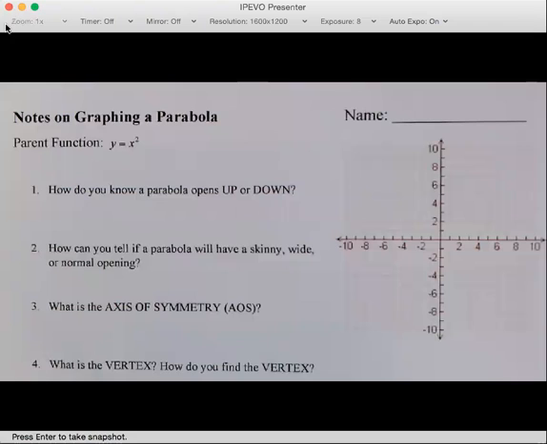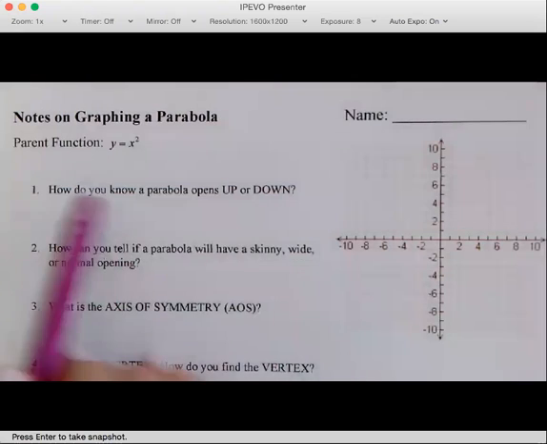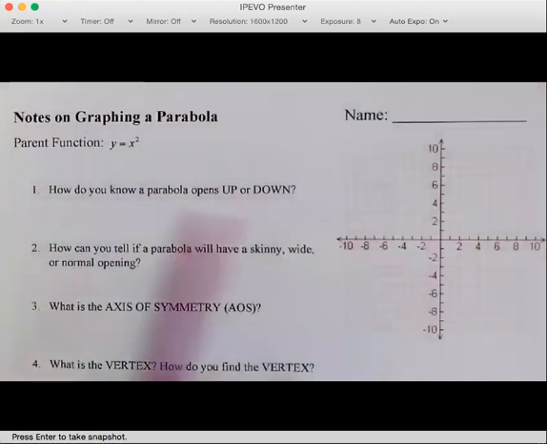I'm coming to you with just a little overview of what you're going to be doing this chapter. It's really the same concept over and over again. So if you can grasp the way of graphing parabolas, I think that will really help you and you'll be successful.